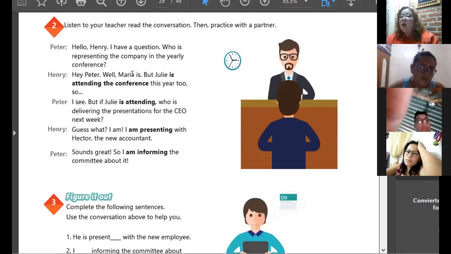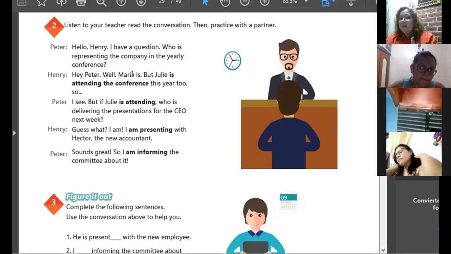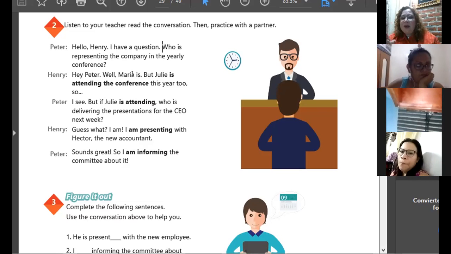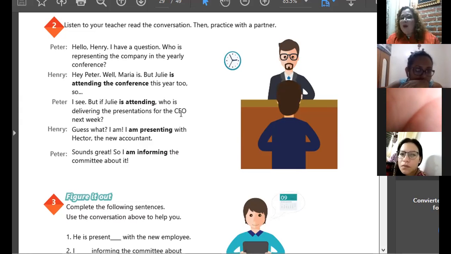Maria is. But also Julie is attending the conference too. So in this year, they say things are going to be different. En este año, las cosas son distintas según esa conversación, right? Why? Because Julie and Maria are attending the conference and Henry and Hector aren't attending the conference because they have to, what do they have to do? What do Henry and Hector have to do? They have to present, okay? They have to present for the CEO, next week.